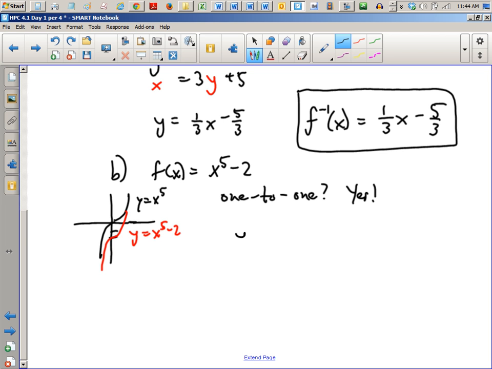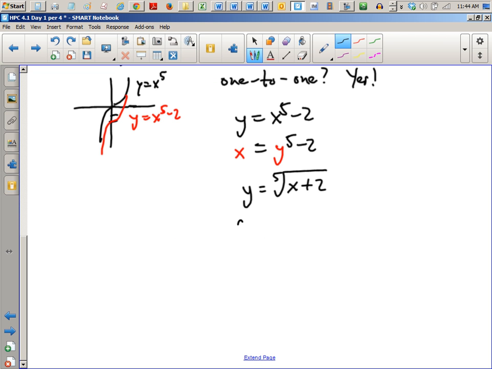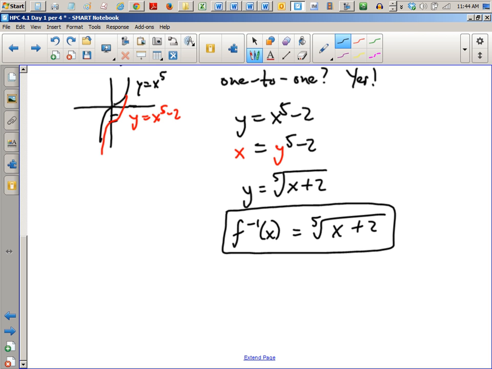Okay, so let's try it. We have y equals x to the 5th minus 2, but we're switching this to make it the x. So you have that. And I think it's possible to isolate y. Let's add the 2 over and do a 5th root. So if we add the 2 over, we get x plus 2, and when we apply a 5th root, it looks like that. So my answer is f inverse of x equals the fifth root of x plus 2. So far there are no new skills. No new skills.